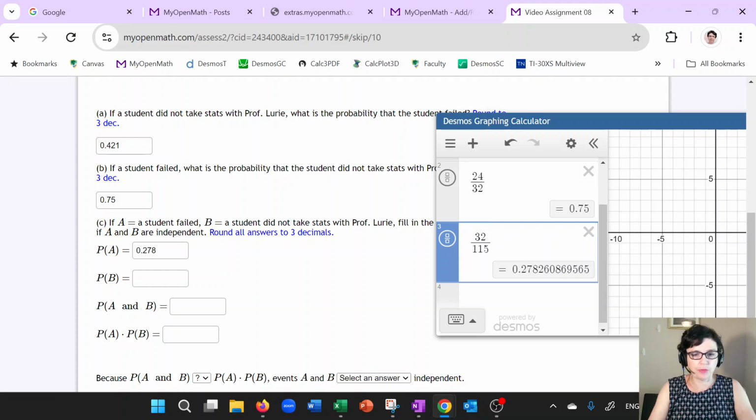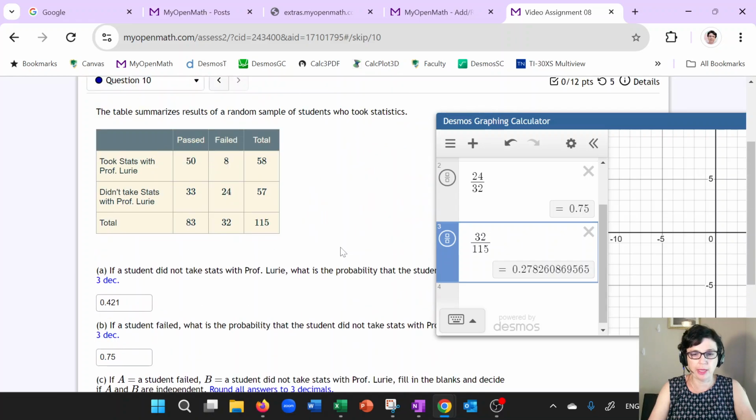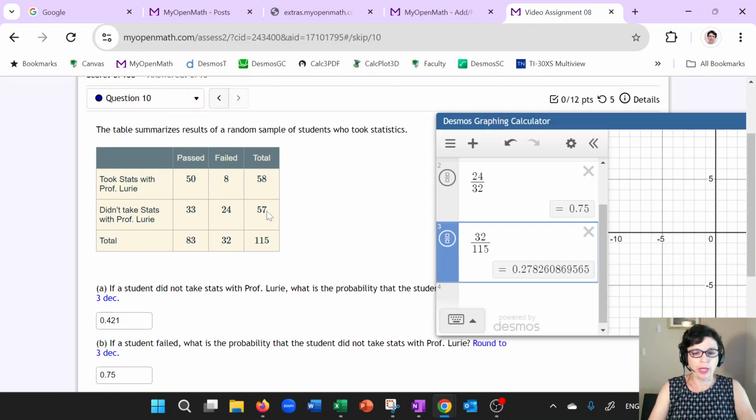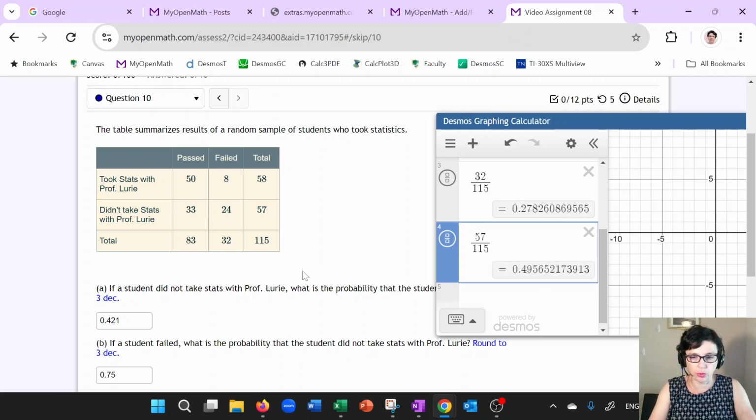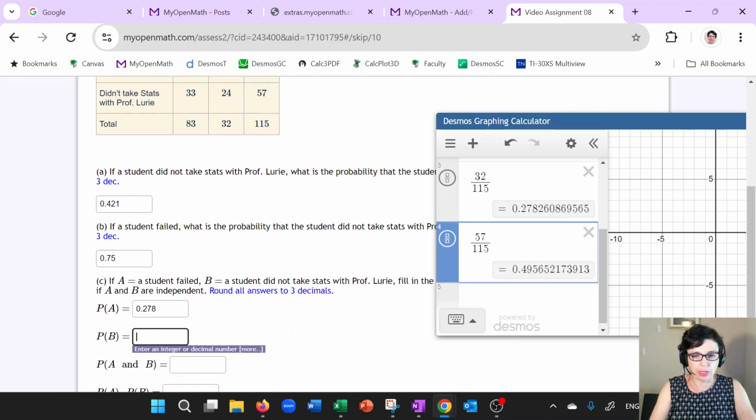The next question says, what's the probability that a student did not take stats with Professor Luri? Again, this is not conditional. Look at all students that didn't take stats with Professor Luri, which is 57, and divide by the grand total in the table. If I round it correctly to 3 decimal places, that would be 0.496.